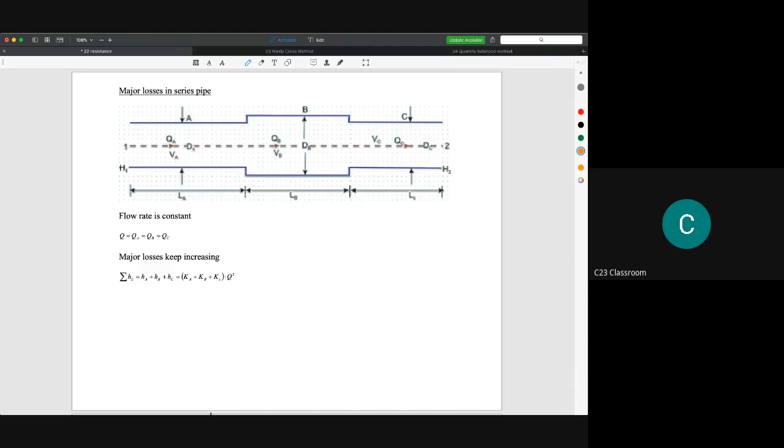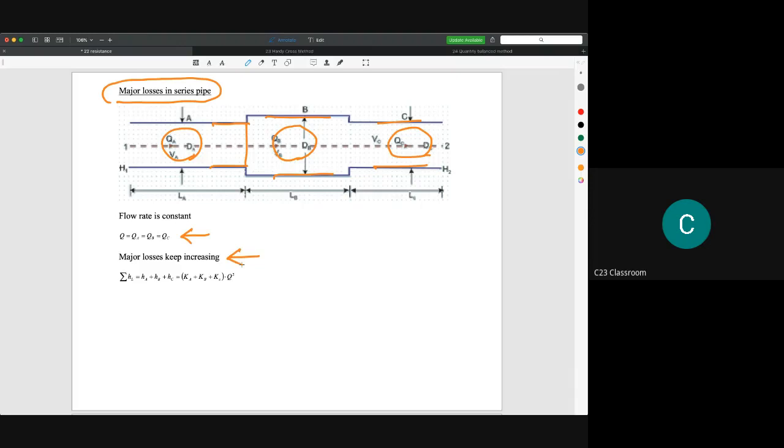If the pipe is connected in series, it means we have one diameter here, and then it connects with another diameter, and then another diameter. What we need to know first is the flow rate. The flow rate will remain constant at any point in the series pipe, so QA here will equal QB, which will equal QC at this point. You could imagine that, because the water flows in one straight line, the flow rate must be constant.